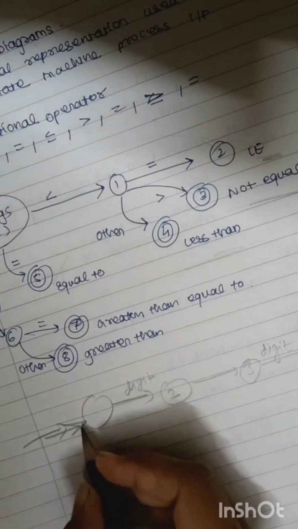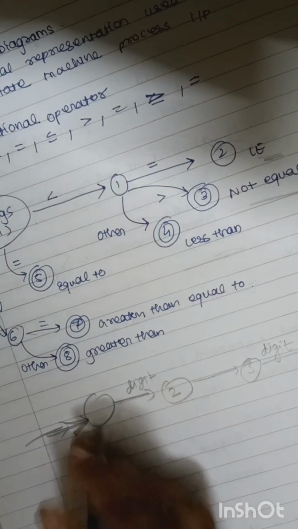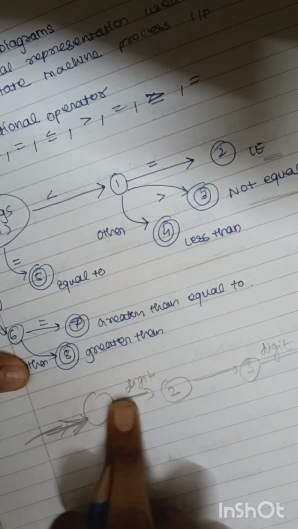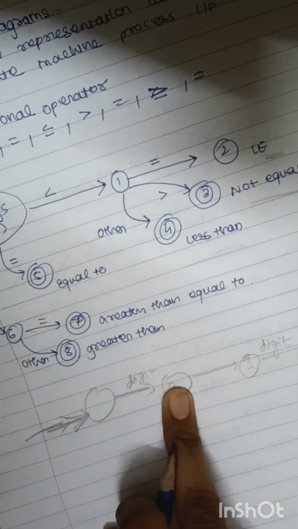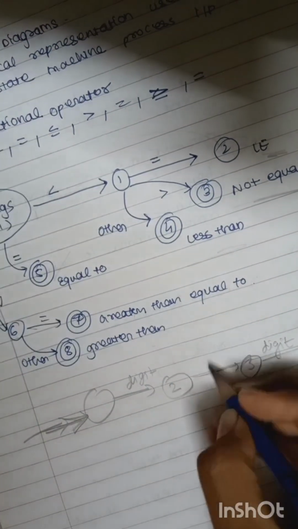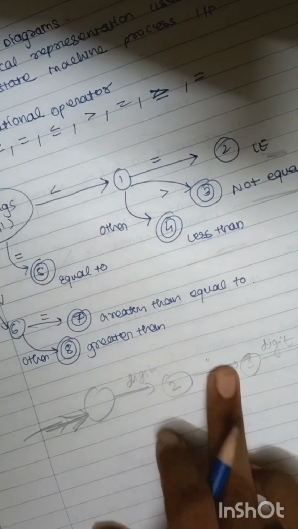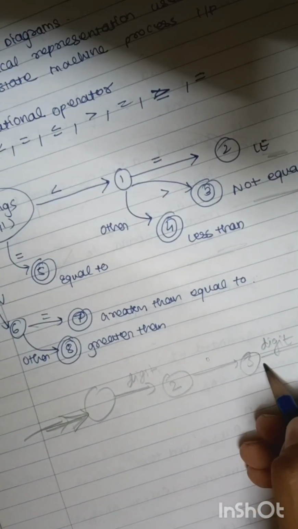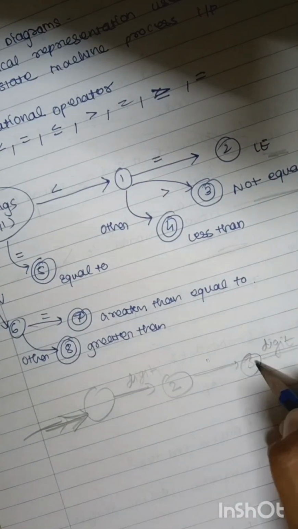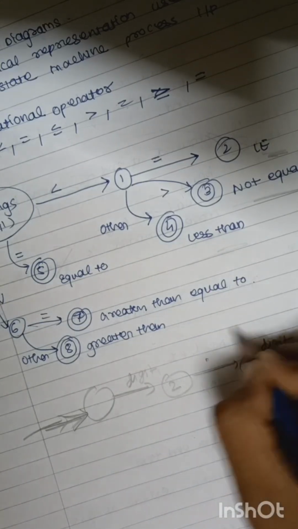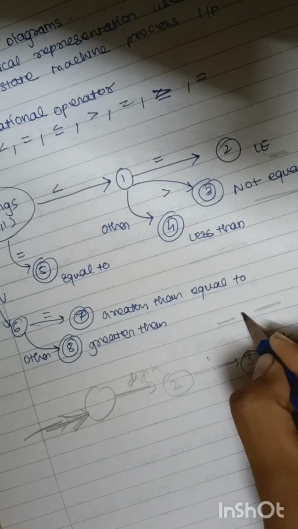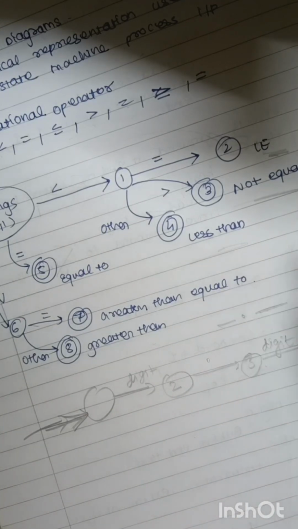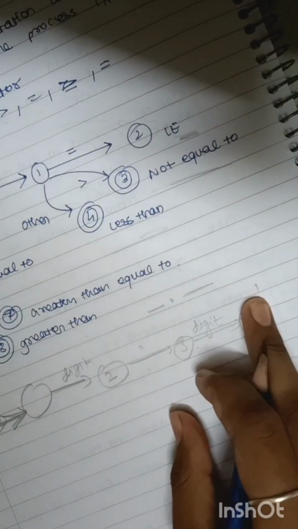Let's say we have started with some input, and the first thing we have encountered is a digit, so it will transit to state 2. Then let's say there is a decimal point, then it goes to state 3. Then after the decimal point I have another digit: digit, decimal, digit. Then it will transit to the next state, because an unsigned number is defined like this only.